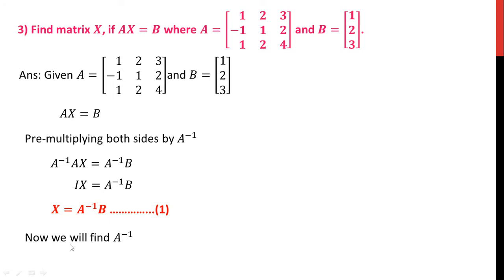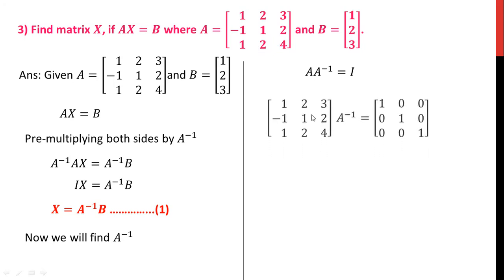Now again we have to find out the inverse of this matrix. We have to decide which method we are going to use here. I prefer row transformations again. If I use the row transformation, then I will write this equation, that is A into A inverse is equal to I, to get the inverse of A.